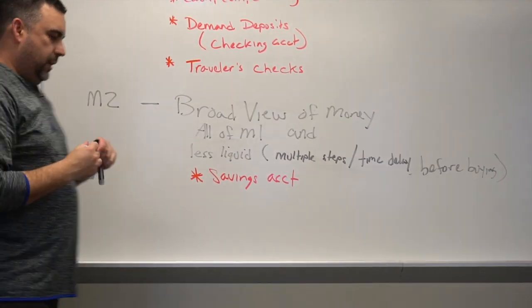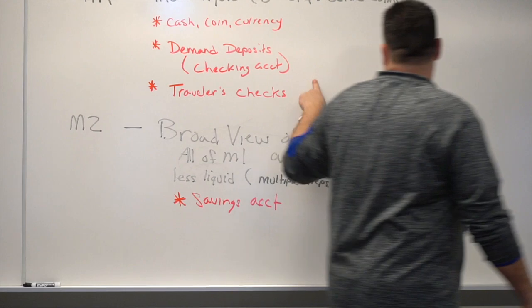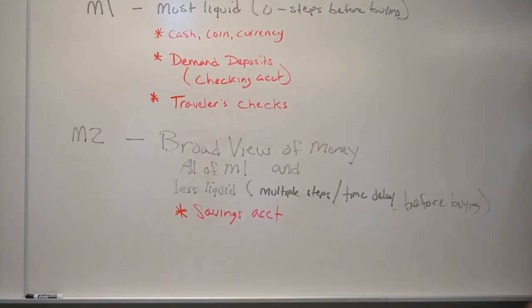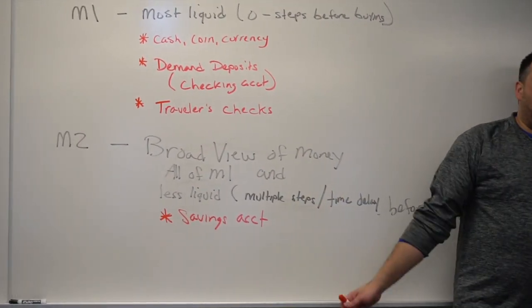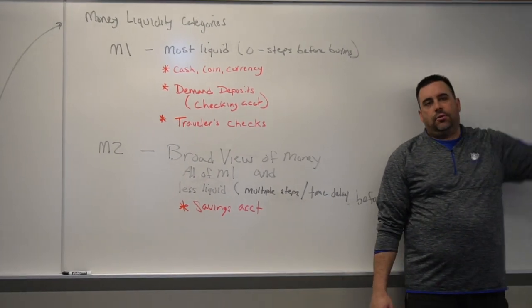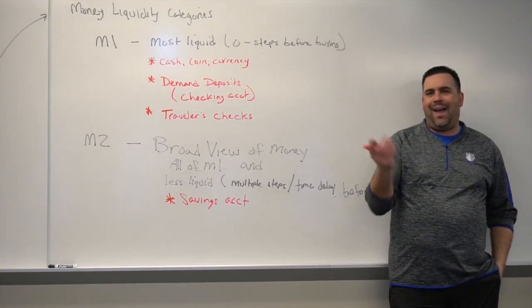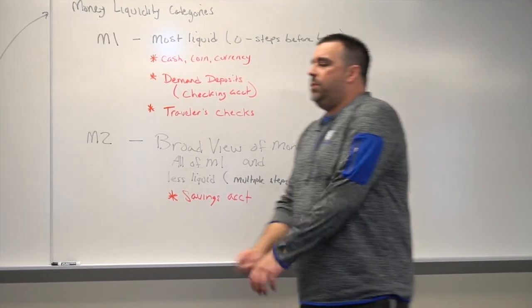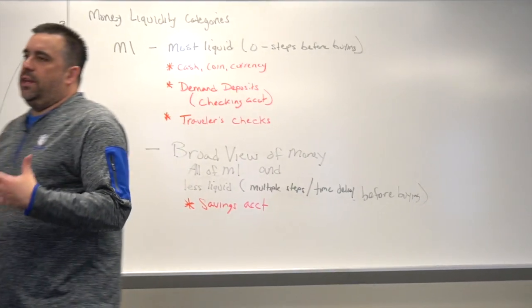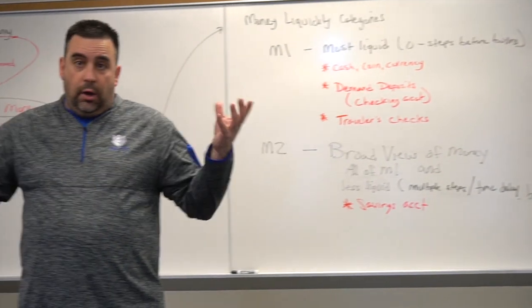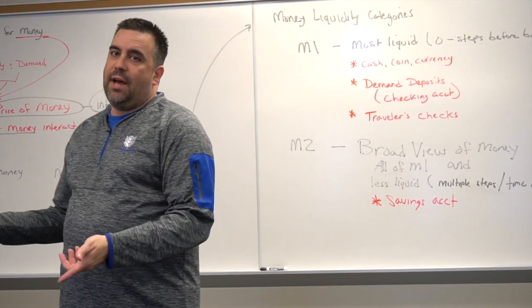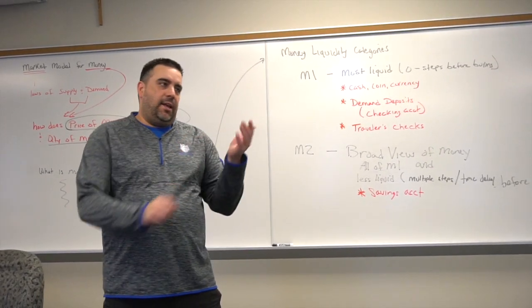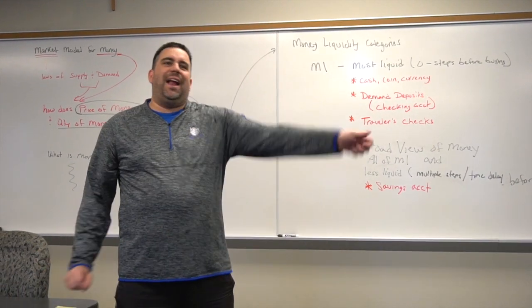Your savings account is less liquid than any of these sources up here. Why? Because you have steps before buying. You cannot go down the street to Schnucks, and you all have them. You may have lost it at this point, but when you opened your savings account, you were given a book where you could make savings withdrawals and deposits. You can't take that savings withdrawal form, write it out, and give it to Schnucks.